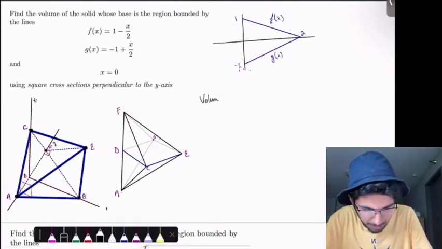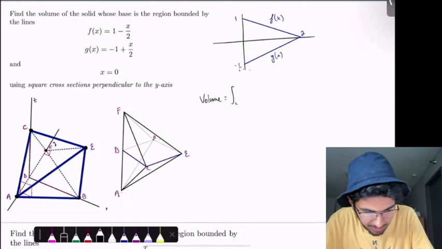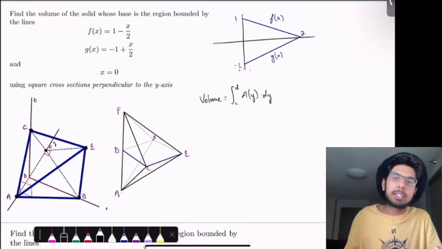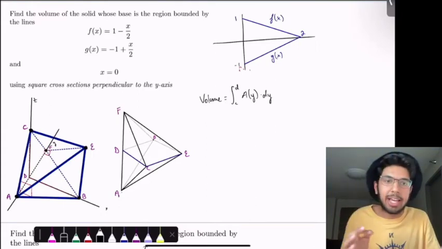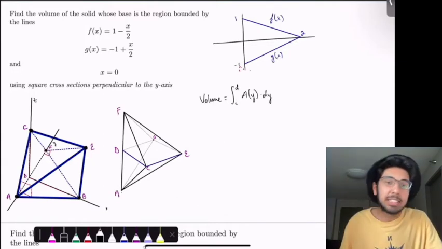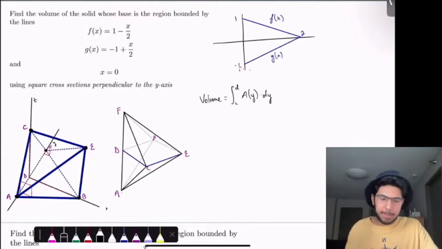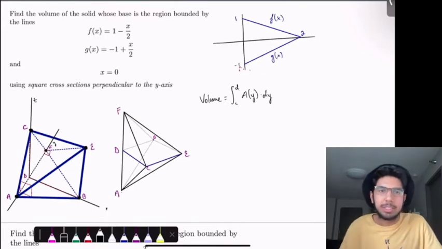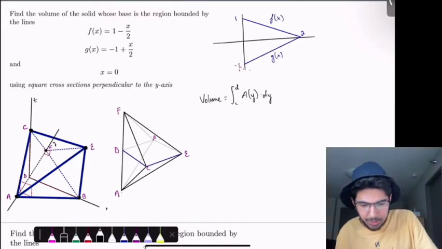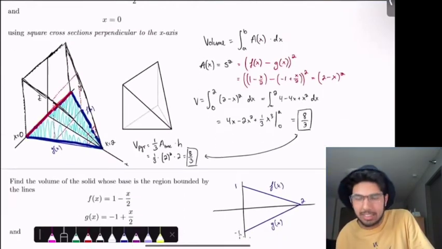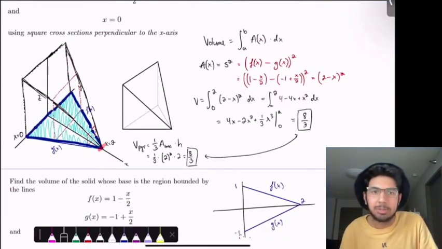So we'll use the formula, integral from c to d of A of y times dy, because now our cross sections are perpendicular to the y-axis. So we have to use this different formula. How does that change things though? Well, first let's handle the limits of integration. So in the previous drawing, we started from x equals 0 and we ended at this x equals 2.